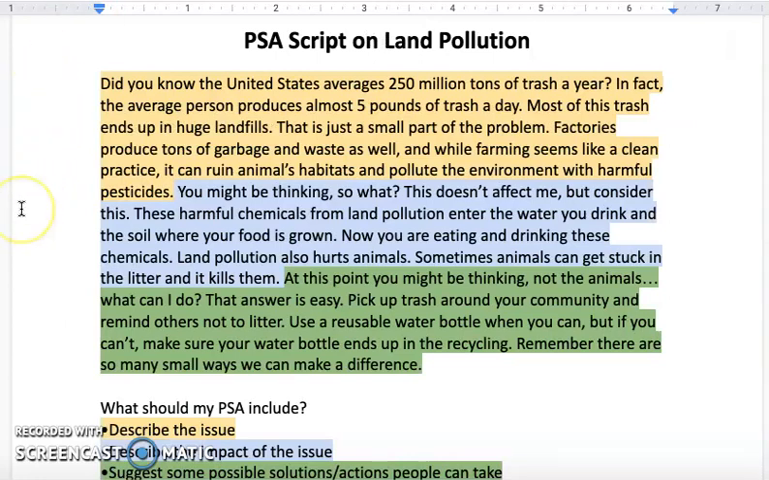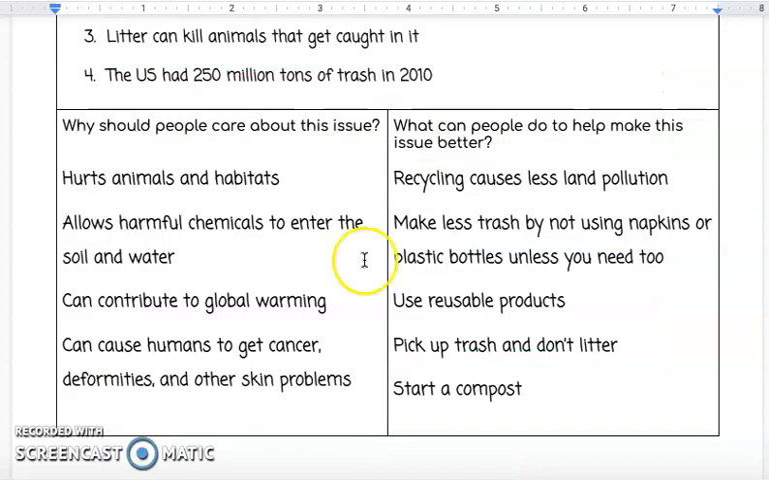So, in this section, I wrote about the harmful chemicals entering the water we drink and the soil where our food is grown. So I talked a little bit about how it impacts humans, and then I talked about how land pollution hurts animals. And you'll notice I have put more information on my note catcher than is in my PSA script. So I didn't choose to use everything, and that's okay. Pick out the things that work for you.